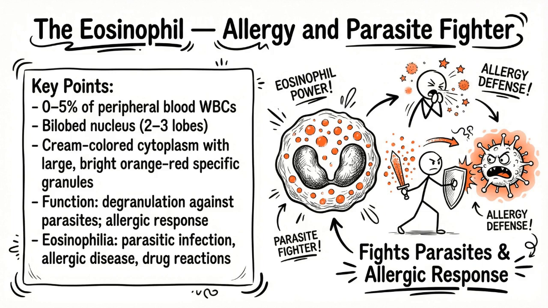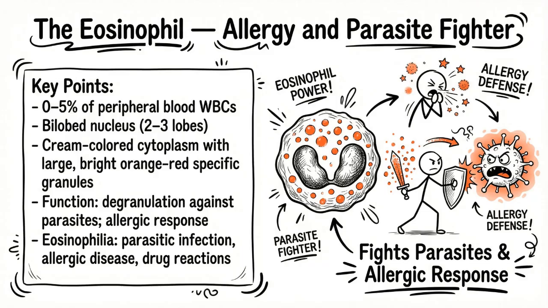These distinctive granules contain potent cytotoxic proteins, such as major basic protein, MBP, which are crucial for damaging the tegument of parasites and mediating allergic inflammation. When you see eosinophilia on a differential, your differential diagnosis includes parasitic infection, allergic disease, asthma, atopic dermatitis, rhinitis, drug reactions, and certain hematologic neoplasms. The presence of elevated eosinophils, or eosinophilia, serves as a strong indicator for these conditions, guiding clinicians toward appropriate diagnostic workups for parasitic infestations or allergic disorders.